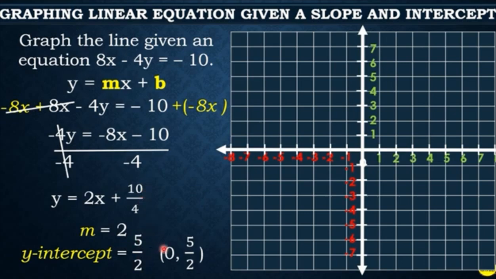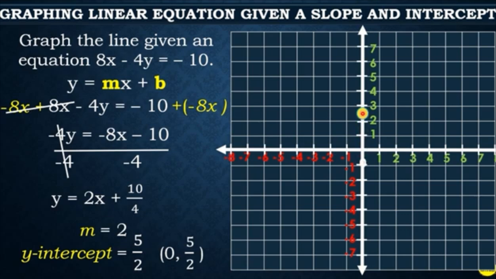So, igagraph natin ngayon, ipa-plot natin ngayon si 0, 5 over 2. Now, ang tanong, paano natin ipa-plot ang fraction? Okay, so 5 over 2 is actually 2 and 1 half, which is equivalent to 2.5. Kung i-check nyo siya sa calculator, 5 over 2 is equal to 2.5. So, ibig sabihin, 0, 2.5, dalawat kalahati. Dito siya, kalahati.